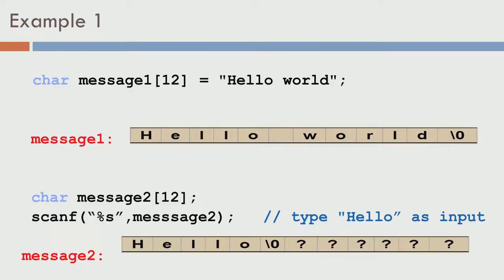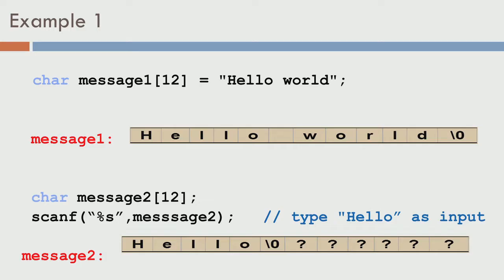So, let us take a few other examples. Let us say there is this message 1 and message 2 in this example here. So, message 1 is declared as an array of size 12, and we have initialized this to the string hello world. So, hello space world. If you look at the length of it, hello requires 5 characters and world requires 5 characters. So, that is 10 plus space requires 1 character. So, that is 11 bytes. On the left side we have allocated 12.